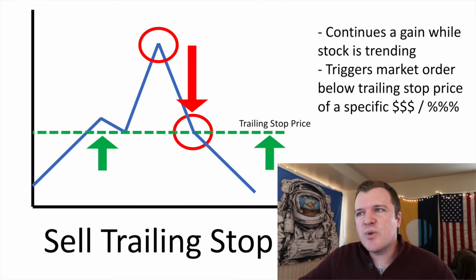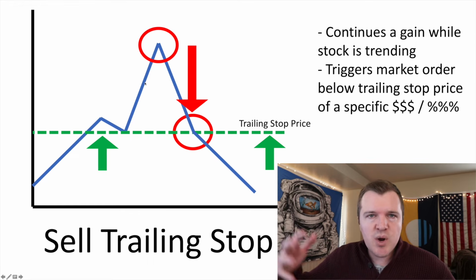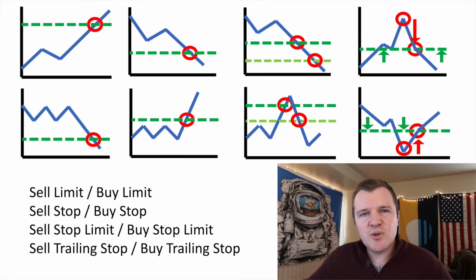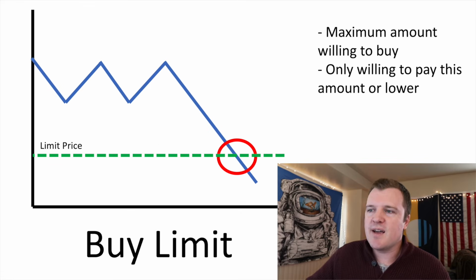So once again, this green dotted line continues to go up whenever the share price goes up. So it's kind of like a safety net where you can always be caught maybe 3% or a certain dollar amount below whatever the price has been as the stock price goes up. So those were the 4 selling options. We are now going to cover the 4 buying options.